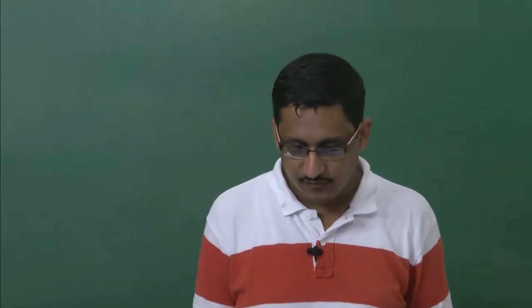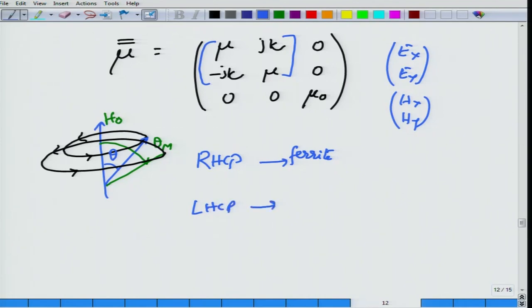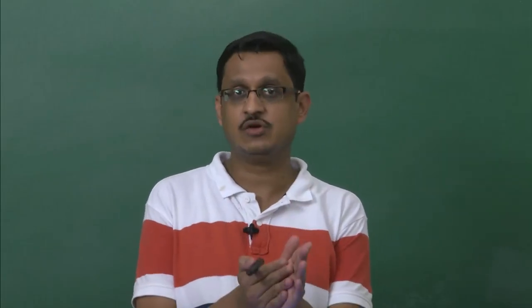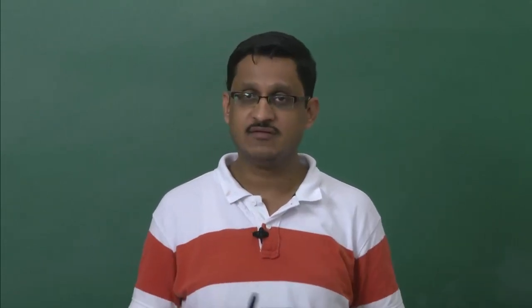Whereas if you send a left hand circularly polarized wave into the ferrite, the precession angle actually reduces. You might start with the H0 to set up the precession, and it is precessing around this particular way. But the result of sending in an LHCP wave is that the precession angle reduces. Moreover, the precession direction turns out to be different. The precession earlier, if it was clockwise, now becomes anti-clockwise. So these are the effects of polarization. Depending on what polarization of the wave you send in, your precession angle, amount of precession, direction of precession, everything can change.